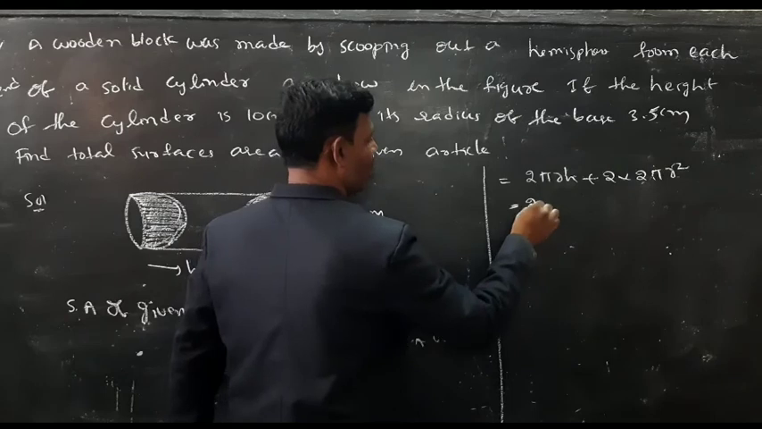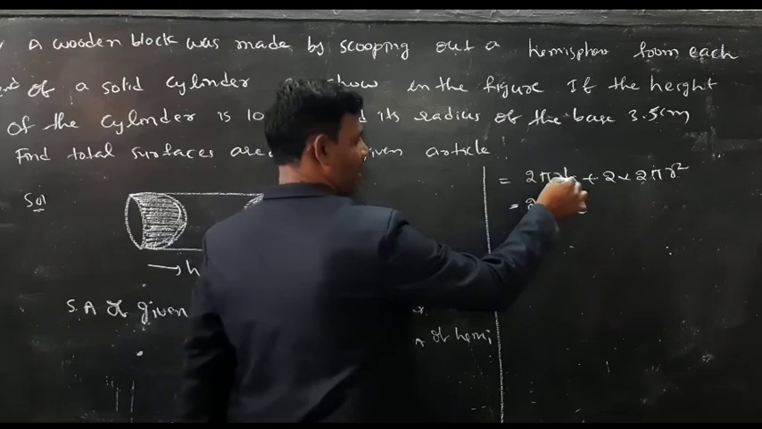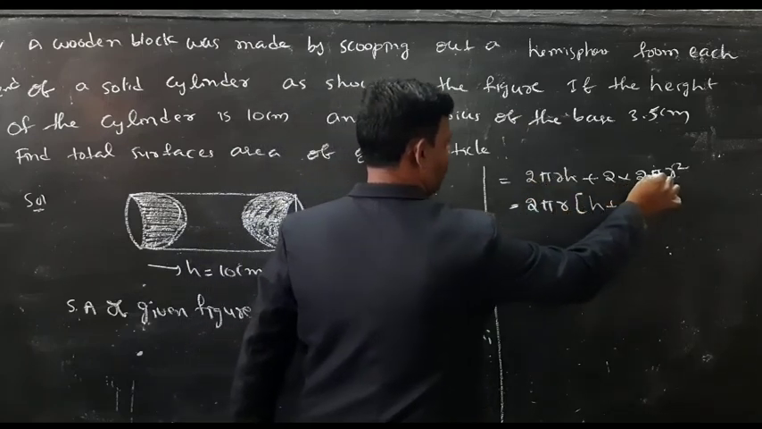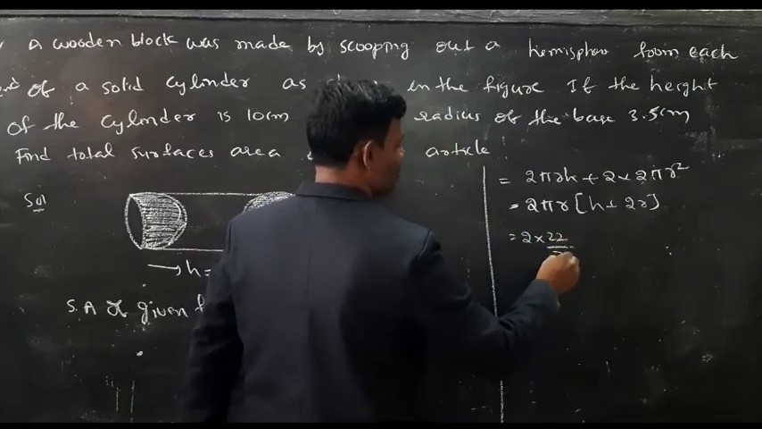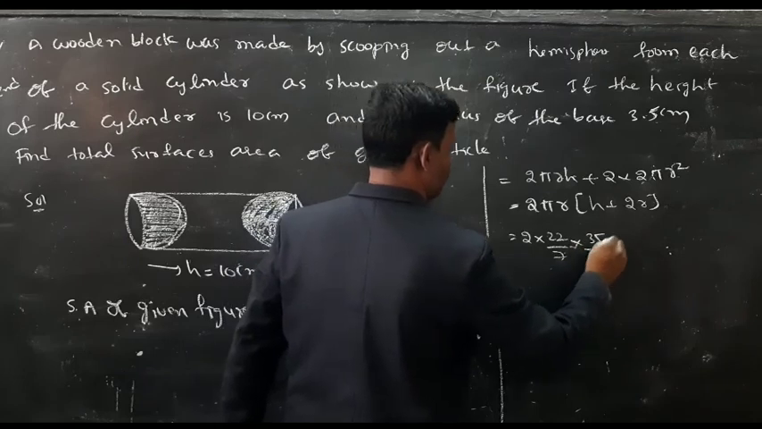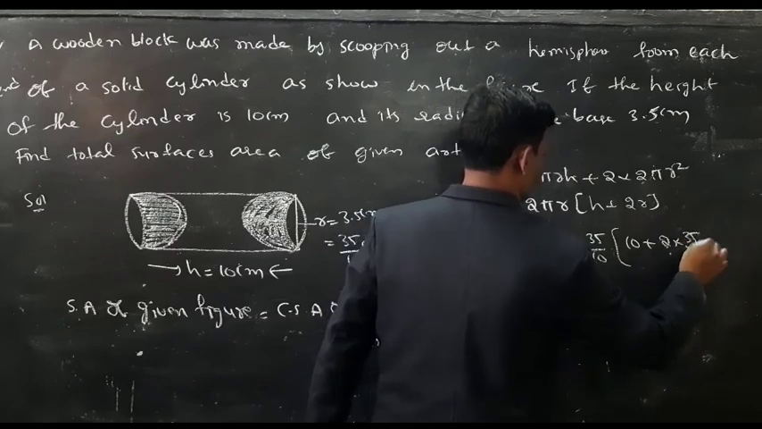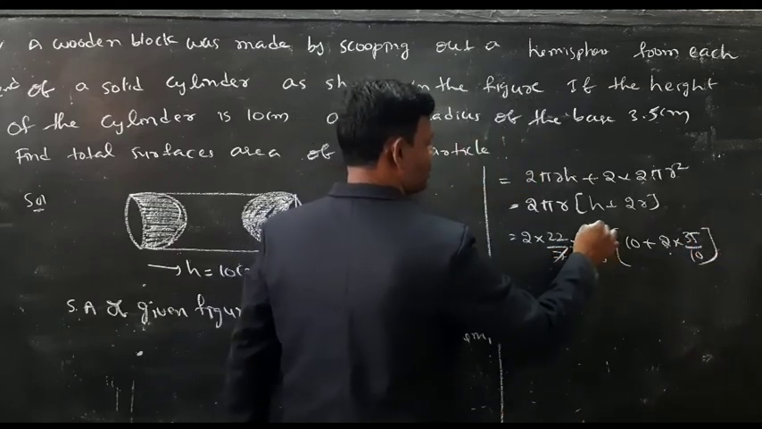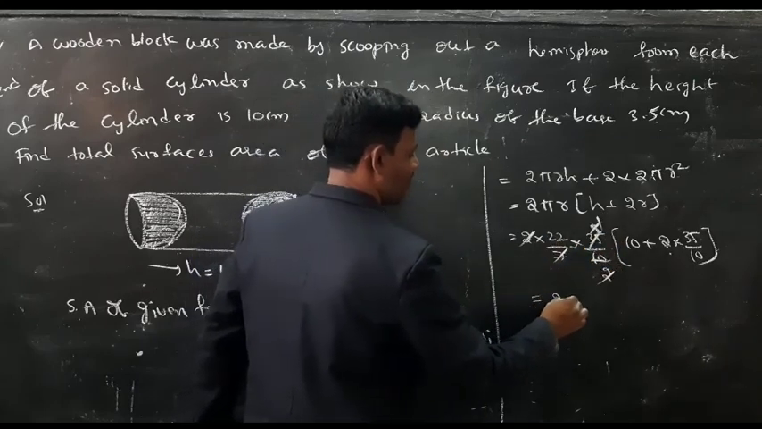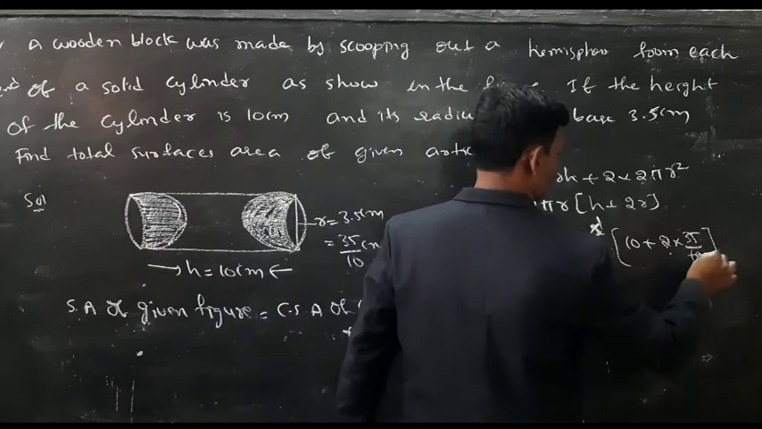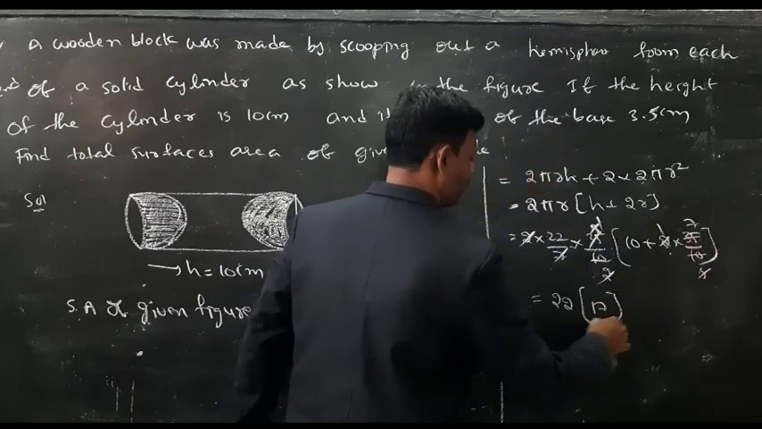From this, what am I taking common here? 2 pi r I am taking common. So 2 and pi r common, H and 2 r remaining. 2 into pi means 22 by 7 into what is the radius? 35 by 10. H means 10 plus 2 into what is the radius? 35 by 10. Here 7 fives are 35, 5 twos are 10, and 2 gets cancelled. What is the remaining here? 22 into 17.